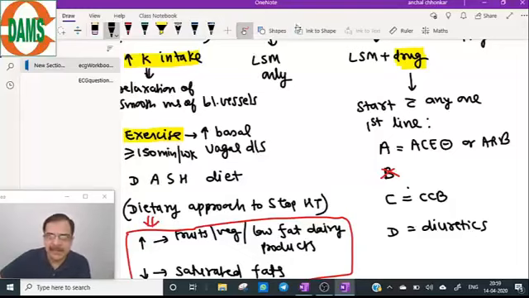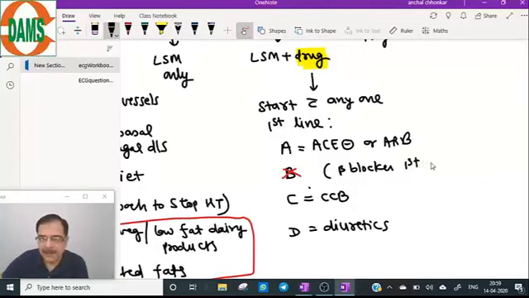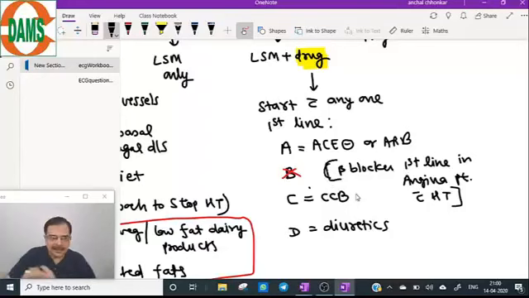And B stands for beta blocker. Remember, beta blocker is first line in angina patients with hypertension. Otherwise, they are removed from the first line. So beta blockers are the first line in the scenario of angina with hypertension.